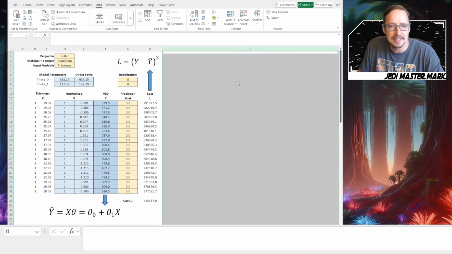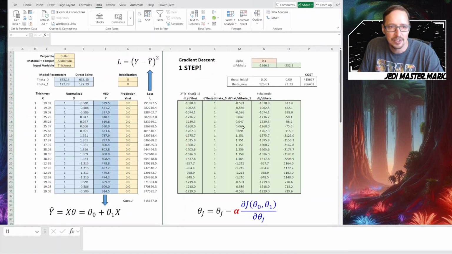Now I'm going to hide this, and we're going to first look at one step in gradient descent. I'm going to discuss a little bit of the math here, but hopefully you can see how these matrices set up really nicely so that you can do these iterations very quickly. Each of these rows corresponds to the x, y pair. So you're going to have a row of these derivatives for each one of these.